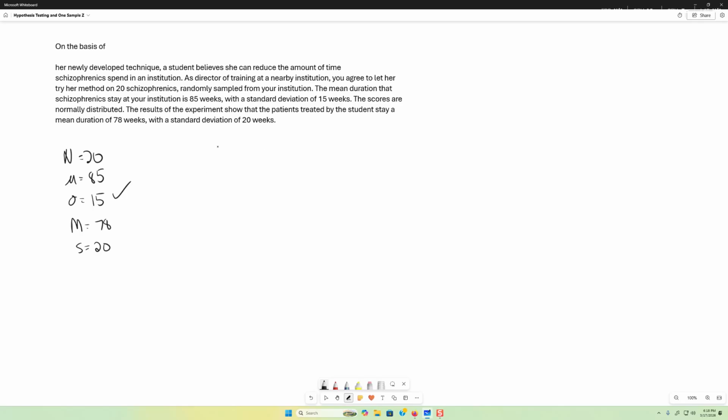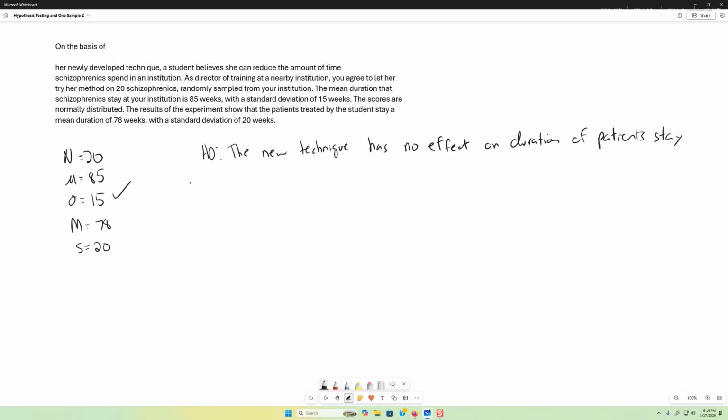Here is our null and alternative. So null would be there's no effect. The new technique has no effect on duration of patient stay. No effect on the duration of patients that stay.